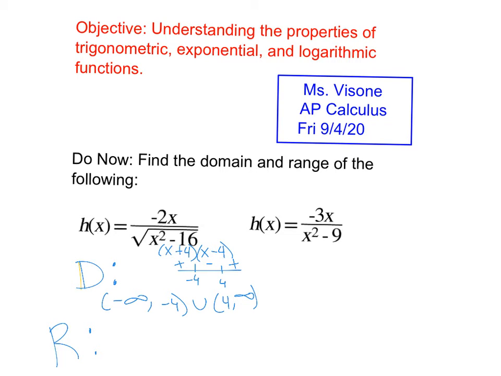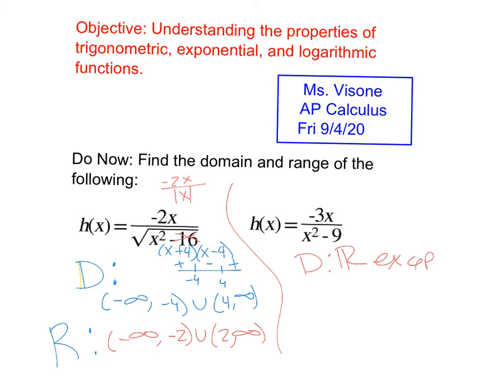The range, I talked about this the other day. So if you remember, if you ignore the 16, you have -2x over the absolute value of x. So it's going to be, and they basically cancel, so it's -2 to 2. So it's -infinity to -2, and then 2 to infinity. Domain here, all real numbers except x equals plus or minus 3. And the range, when there's an x in the numerator, it's all real numbers. And you can use your calculator to check that.